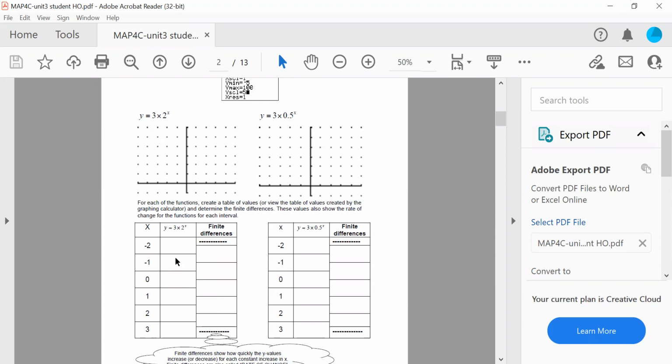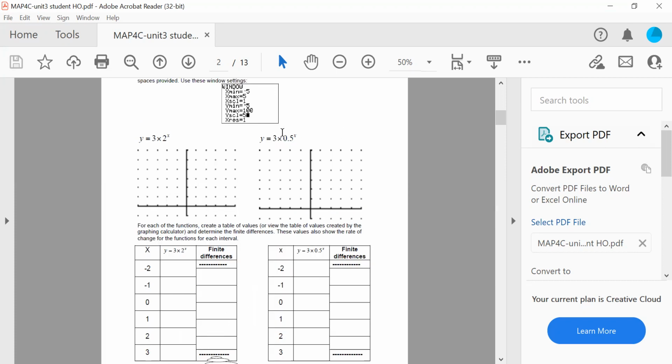And then right here I had 3 and 1.5. 3 take away 1.5 is 1.5. 1.5 take away, this was 0.75, is 0.75. And you're going to realize that this pattern is a repeat of the y values. So it's going to be a way of seeing that it's an exponential function.